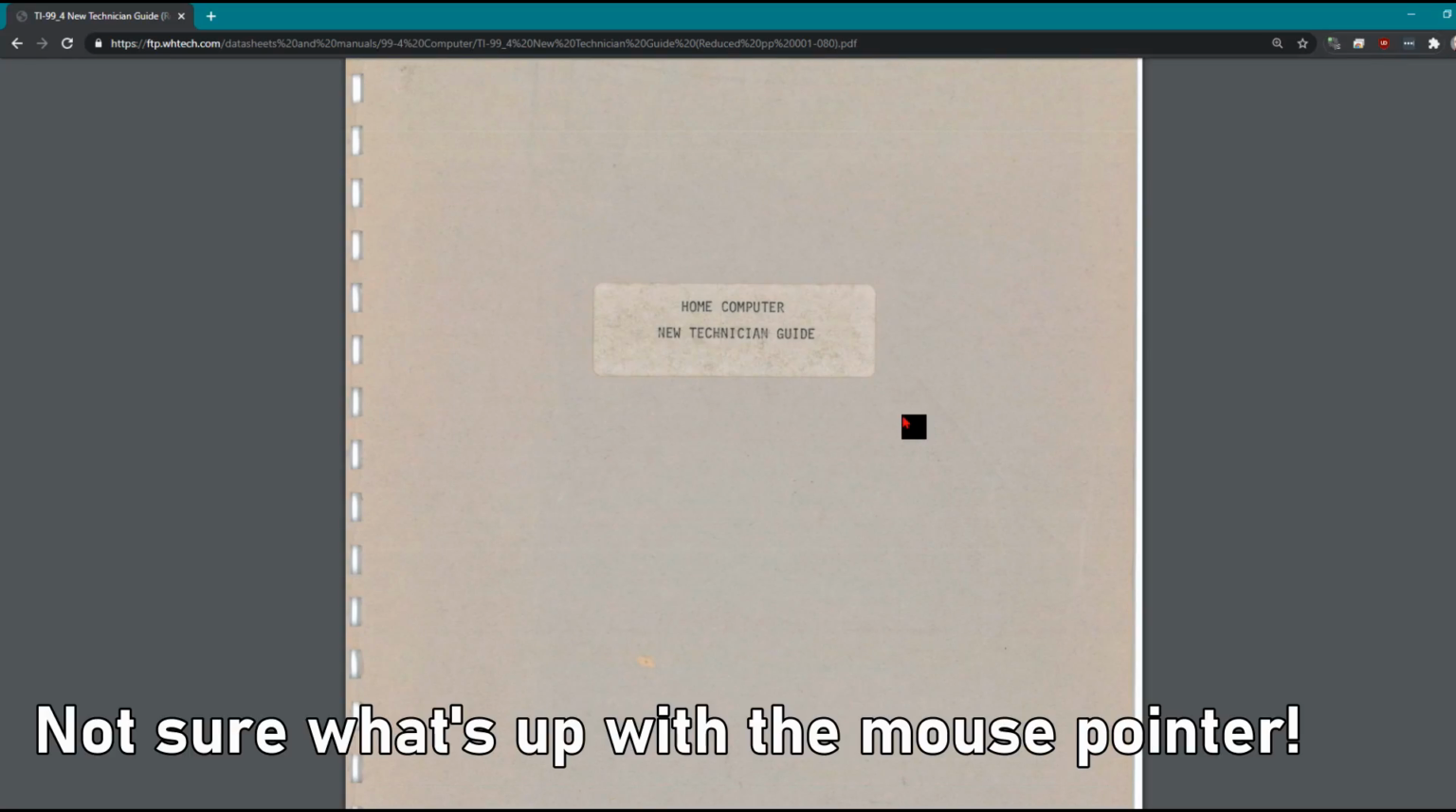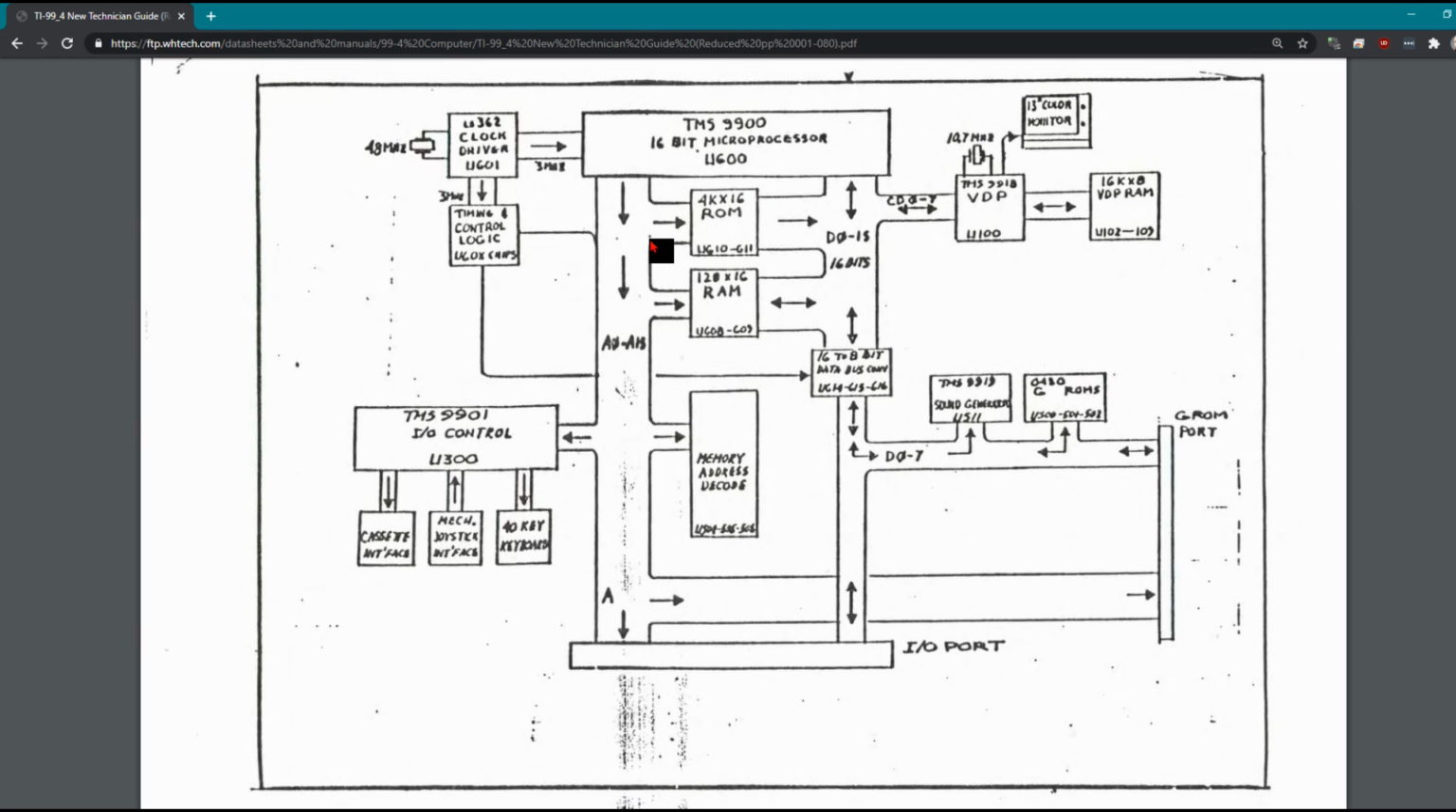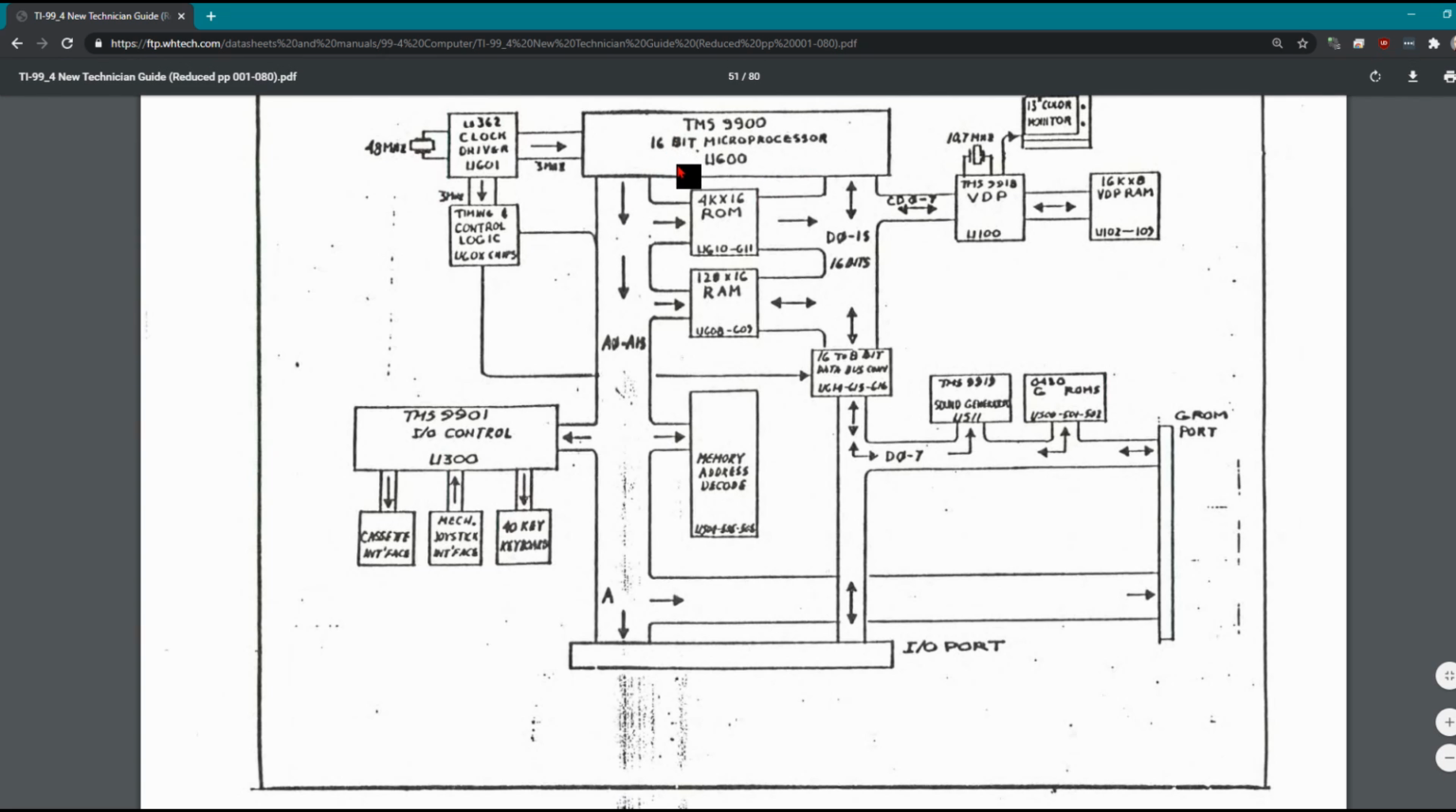Alright, did some Googling around and I found the Home Computer New Technician Guide. This is for the TI99 4A specifically. There's a lot of great information in here. It's actually an interesting read. So one thing that's different about it, even though it's relatively old, is it has a full 16-bit microprocessor with 16 data bits. You see it says D0 to D15 here.